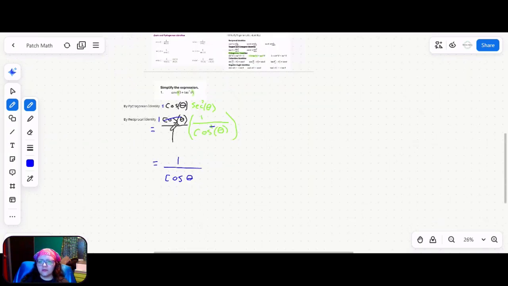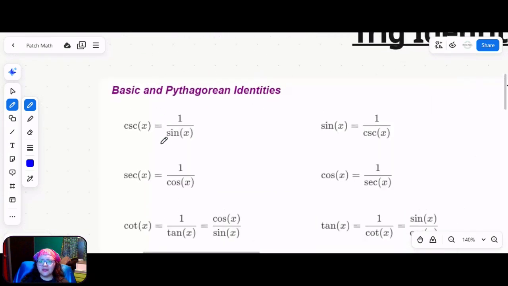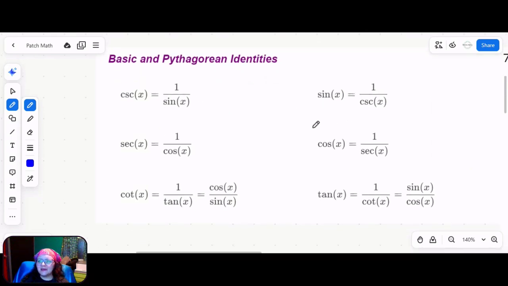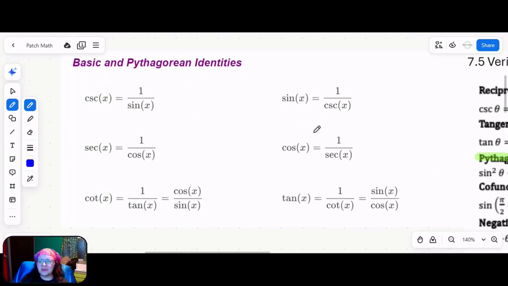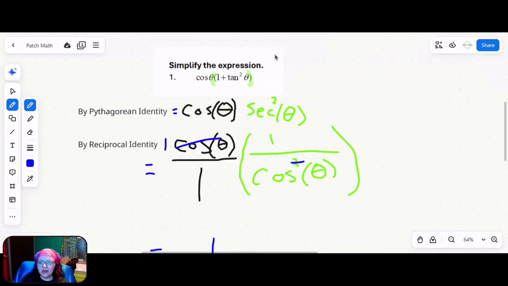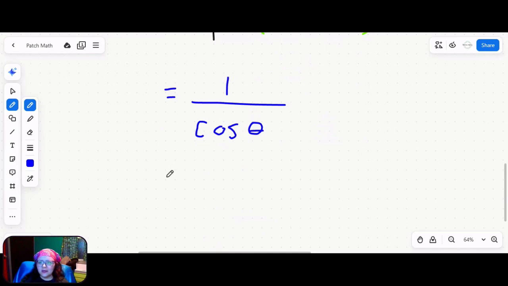1 over cosine of theta, by the reciprocal of the reciprocal identities, we see that 1 over cosine of theta is equal to secant of theta. And that is our final simplified form for this trig expression.